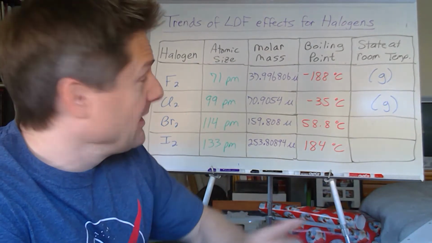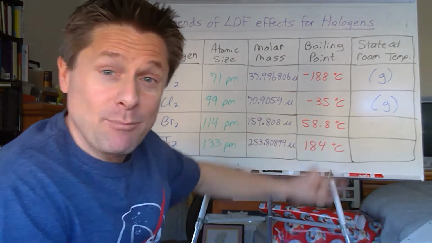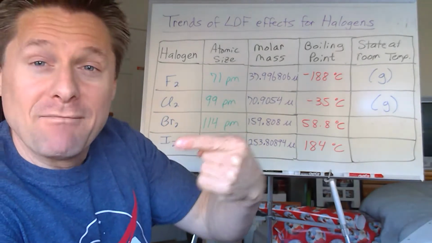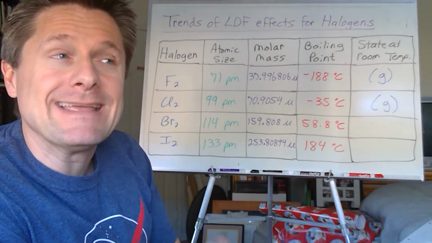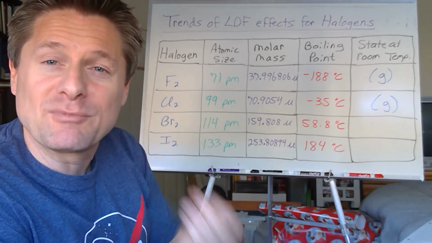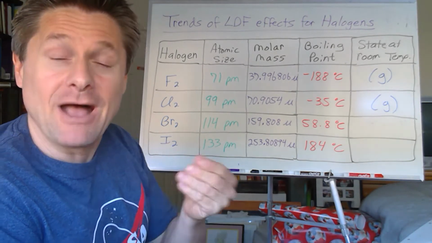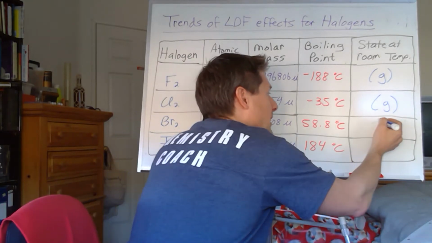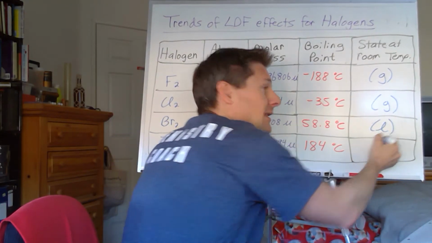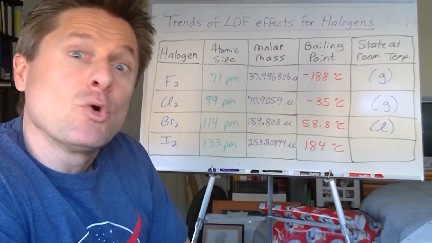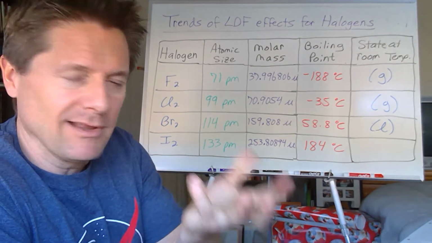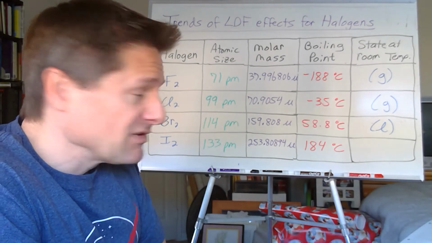Bromine, different scenario. 58.8 degrees Celsius is above room temperature. See that? So the thermal energy is not enough to break the London dispersion forces, right? To put that in the gas phase. So bromine happens to be a liquid, right? Bromine and mercury, I think, are the only two liquids at typical room temperatures. There's some that are pretty close, that like melt in your hand, which is a lot of fun.